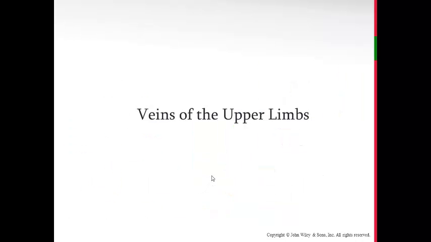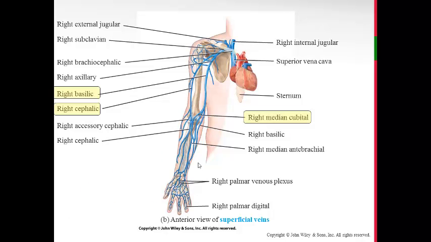Now let's take a look at the veins of the upper limbs. We also have to drain all the blood back because now it is deoxygenated, carrying waste and CO2, so you have to move it back. Now these are the superficial veins. You will see the deep veins as well. Among the superficial veins, you can see a very prominent one, the median cubital. This one is the right median cubital vein, and here you have the right basilic vein. On the other side is the right cephalic vein.